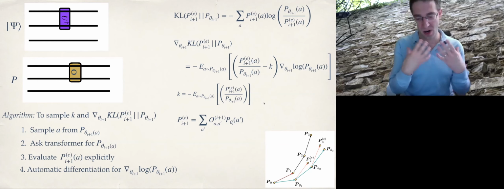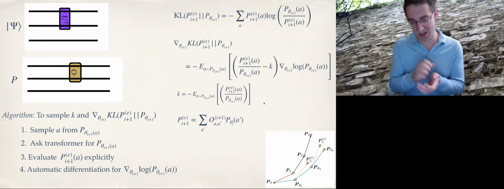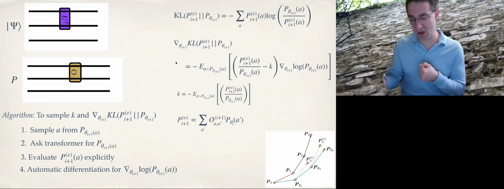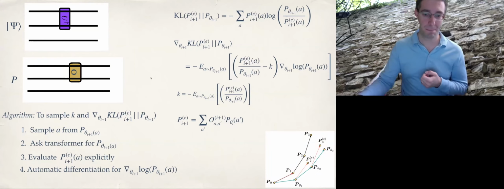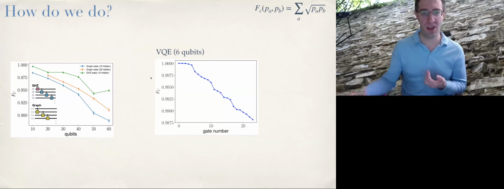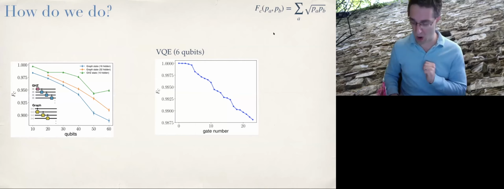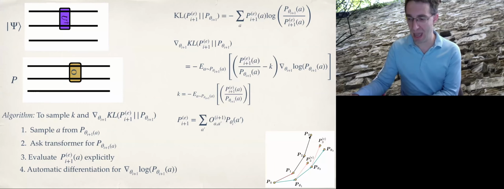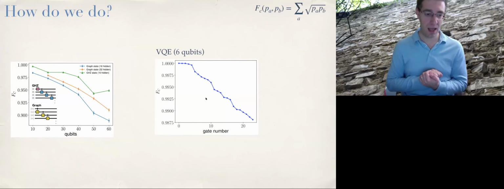Given a transformer, sample from the transformer to minimize the KL divergence between where you want to go and where you actually go. So how do we do? Well, there are various metrics that you can use to ask what the quality of this is. Our metric here is the classical fidelity. We have some probability distribution we wanted to get to, that would be following the exact state, and we have some spot that we actually got to. And we can ask how well we did.